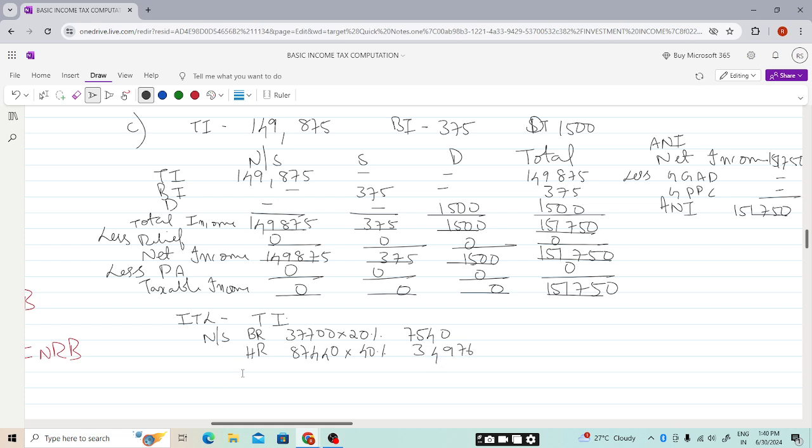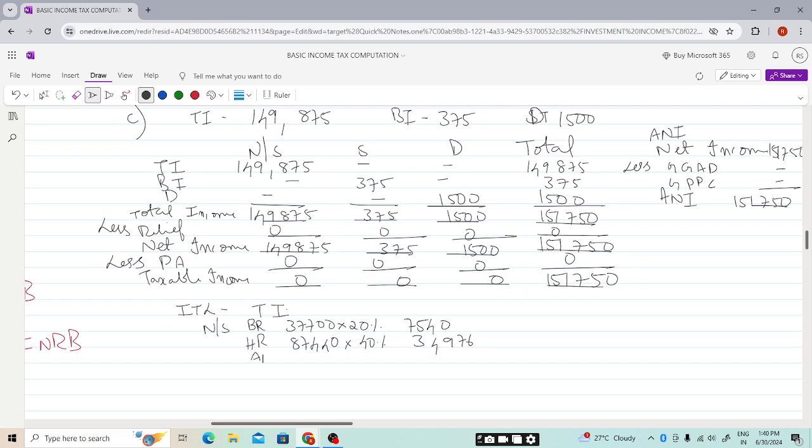This will give rise to 34,976. Then what is the rest amount in the additional rate? The additional rate will be the difference between 125,140 and 149,875. So the difference, 24,735, will be taxed at 45%. This will give rise to the tax of 11,131.